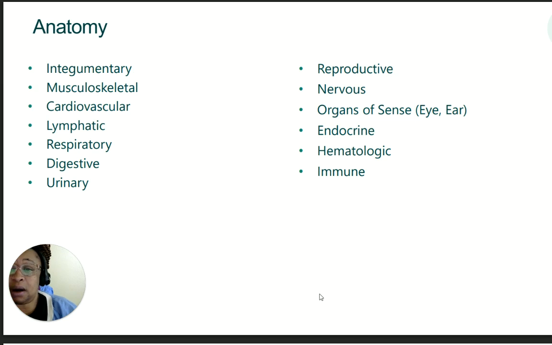Now, here are the different areas that you will be dealing with in your CPT book, which are all part of the anatomy. We have the integumentary system, musculoskeletal, cardiovascular, lymphatic, respiratory, digestive, urinary, reproductive, nervous, organs of the sense, which is eye and ear, endocrine, the hematologic, and the immune.